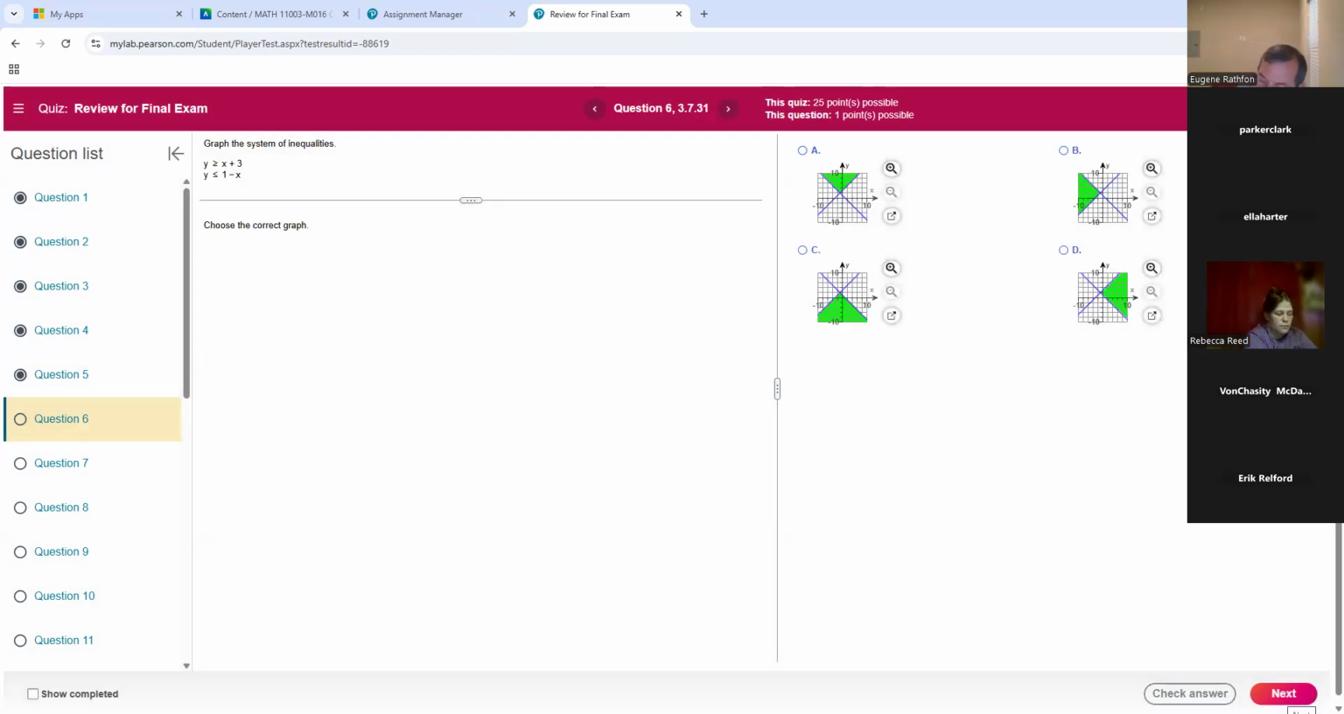All right, y'all, let me graph these. I'm going to do this on my calculator. So I got y greater than or equal to x plus 3, y less than or equal to 1 minus x.